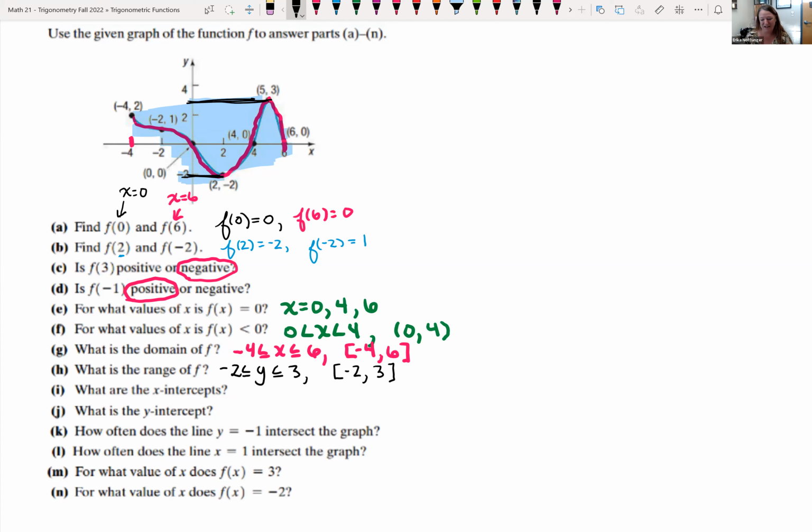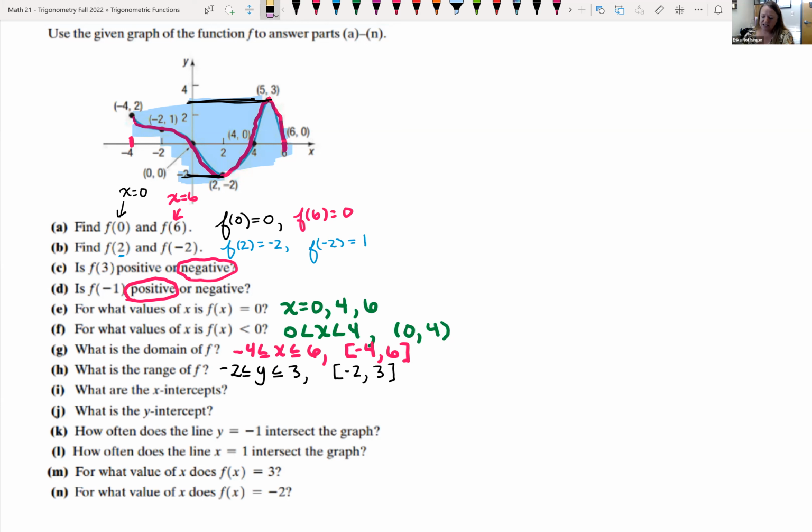This is really the only time when we're using interval notation that we're using the y values. All the other times we're using x. So domain, we use x. If we're looking where it's increasing or decreasing, we use the x values. Range is the only time we use the y value.